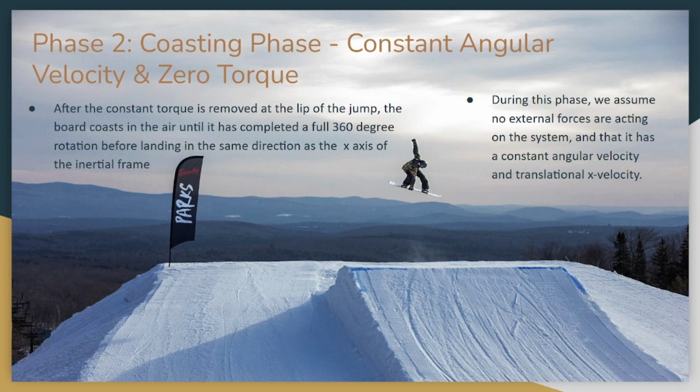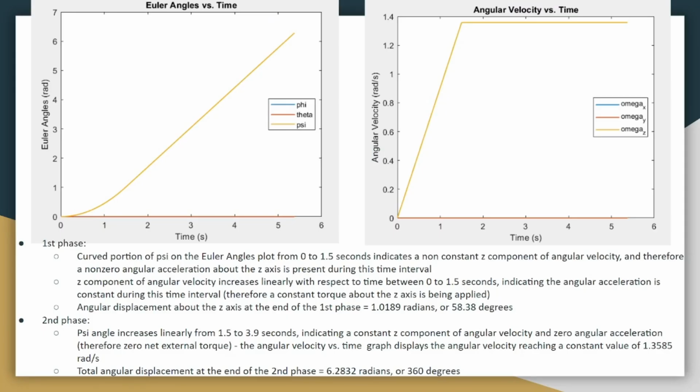Constant angular velocity and zero torque. After the constant torque is removed at the lip of the jump, the board coasts in the air until it has completed a full 360-degree rotation before landing in the same direction as the x-axis of the inertial frame. During this phase, we assume no external forces are acting upon the system, and that is a constant angular velocity and translational x-velocity. Looking at the Euler angles and angular velocity versus time plots, we can see the only angle that changes with time is psi, and the only component of angular velocity that changes is the z component.